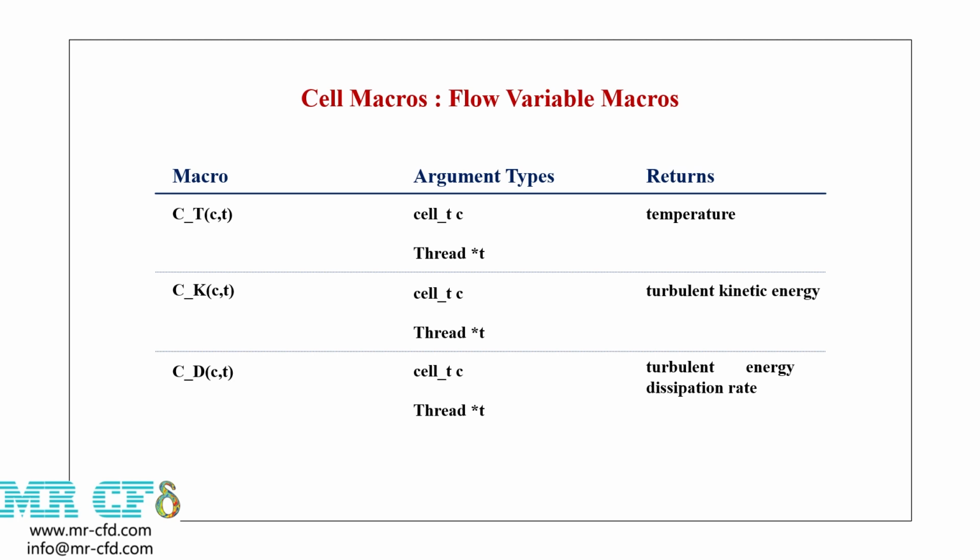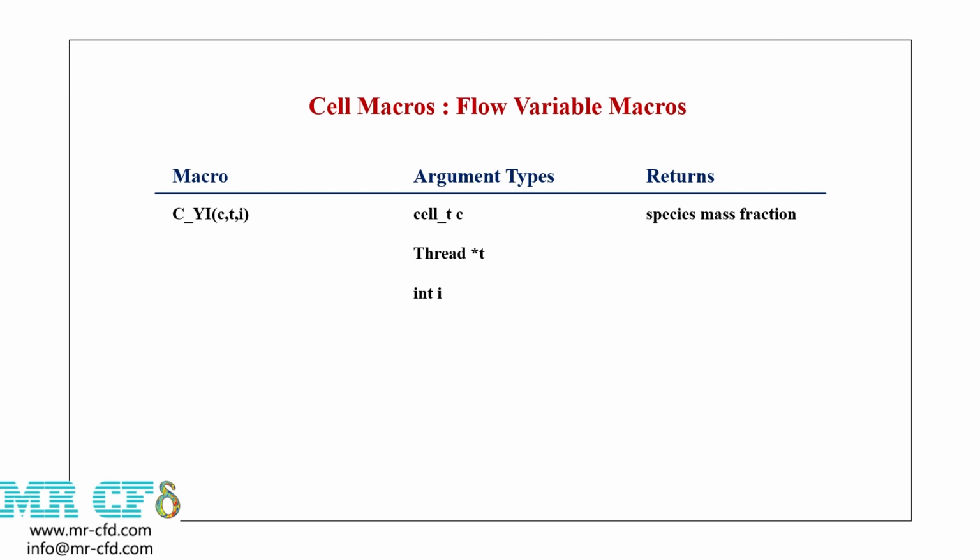These macros all consist of two arguments. The first argument represents a variable that is the place to receive information about each cell from the cell thread, and the second one is a pointer to the cell thread. However, the C_YI macro represents the mass ratio of a species. This macro also has a third argument. The third argument indicates the index or counter of the species.